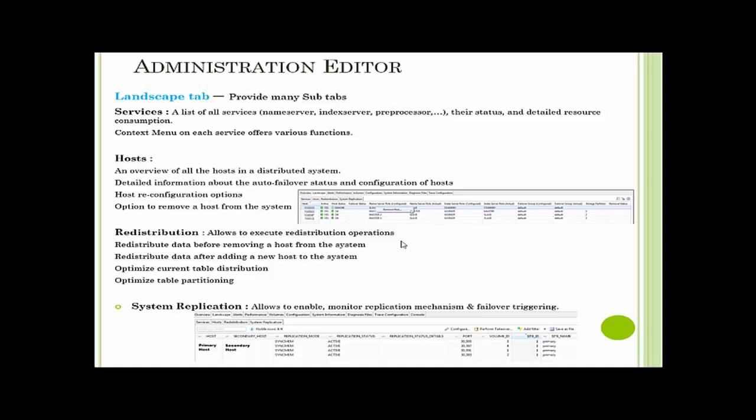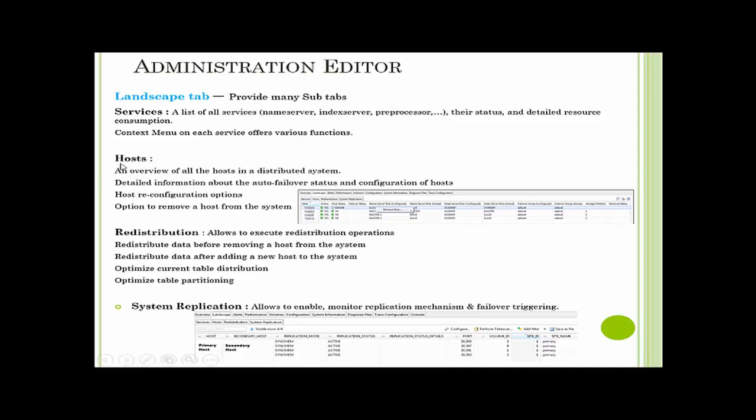If the status of all the services is to be checked, again we can use the subtab services, which lists all the services of the HANA database and shows their status, and also the detailed resource consumption. And the context menu on each service offers various functions. We will see what those functions are.